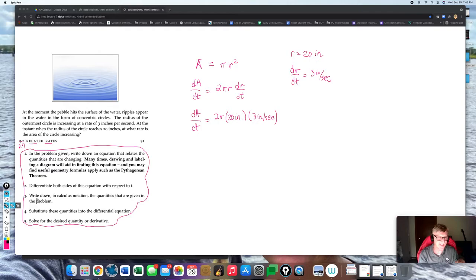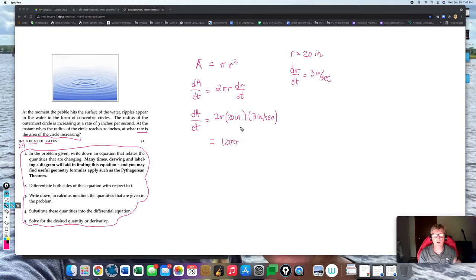Sorry about that. Anyway, the last step is to solve for the desired quantity or derivative. And what did it want? It wanted the rate at which the area of the circle was increasing. And so the reason why this is a simple problem is because that's already solved for. You don't have to divide or multiply or add or anything. You just multiply all these numbers out and you're done, right?